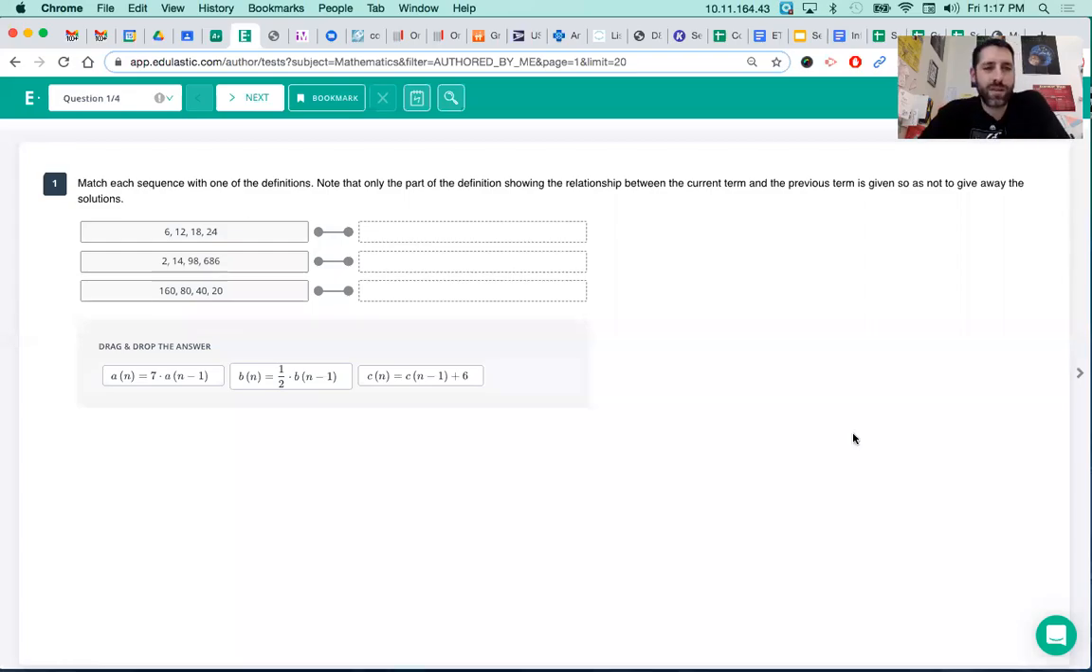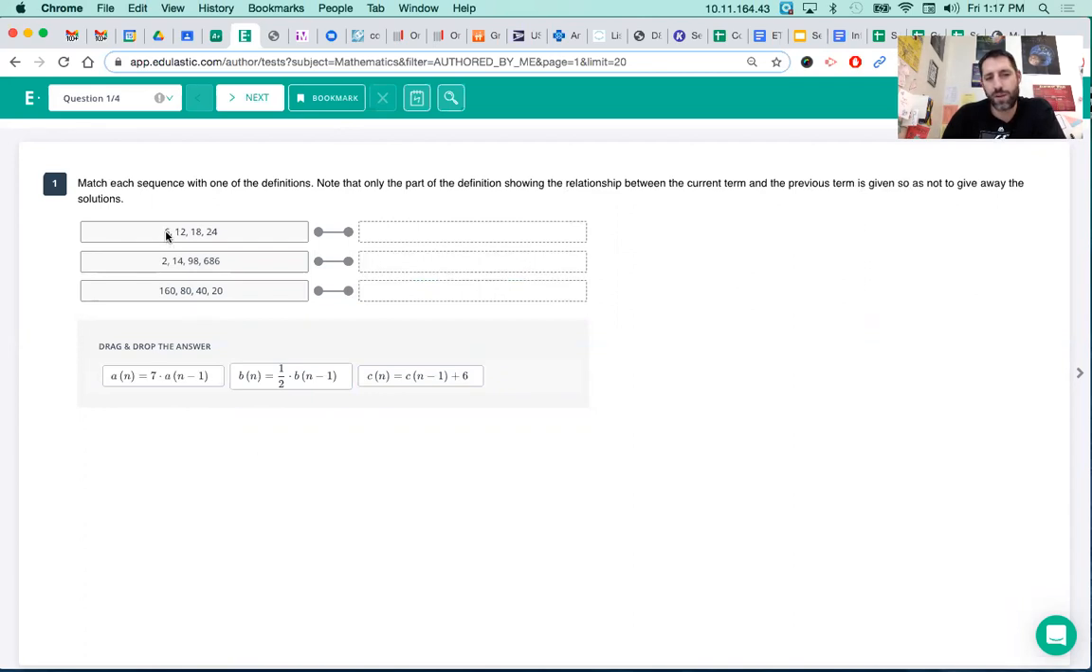All right, so this is the lesson 5 practice problems. So just going through these. Number 1 says match each sequence with one of the definitions. So we've got our recursive function definitions down here. They didn't write out the entire thing because it would have given away which each one was. So they're going to make us figure out what the pattern is and then see if we can identify that pattern within our function.